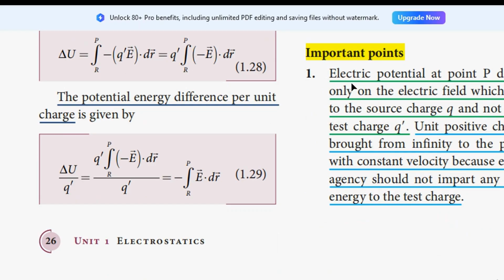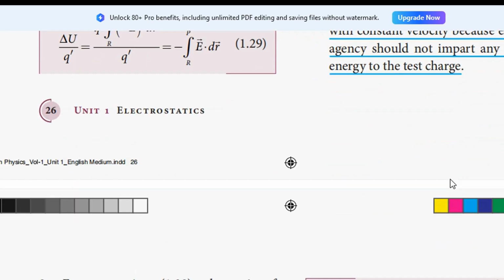The first point is that the electric potential at the point P depends only on the electric field, which is due to the source charge Q and not on the test charge Q dash. The positive charge is brought from infinity to a point P with constant velocity because the external agency should not impart any kinetic energy to the test charge.